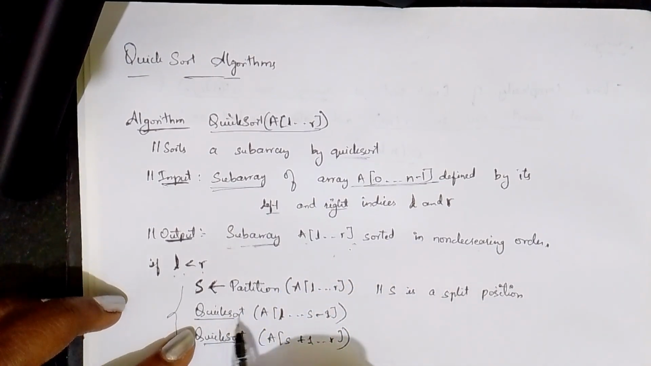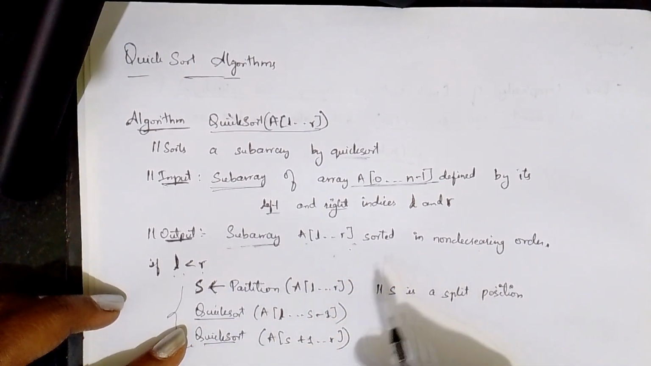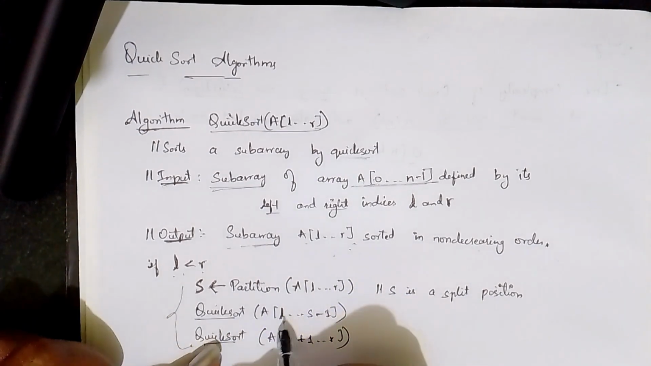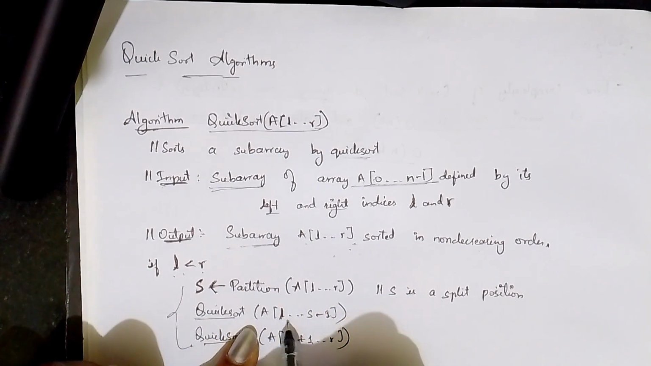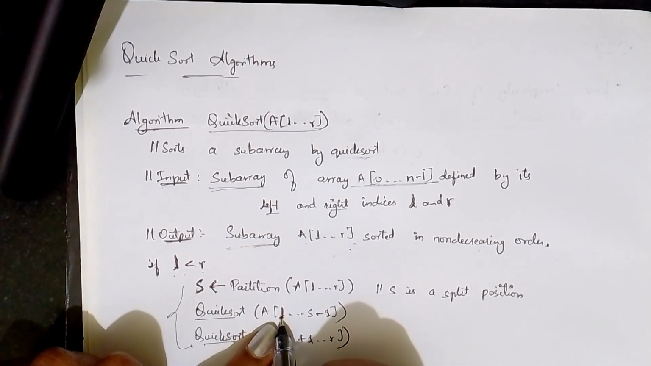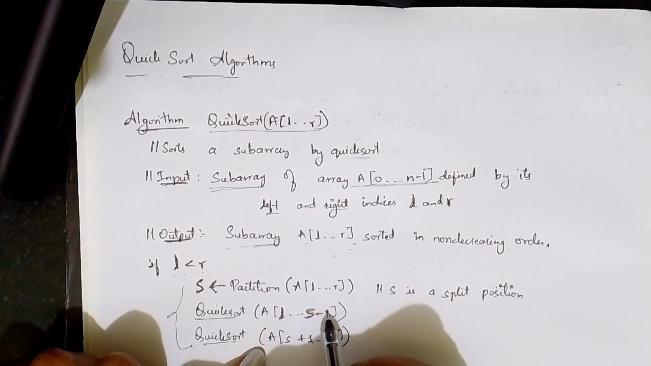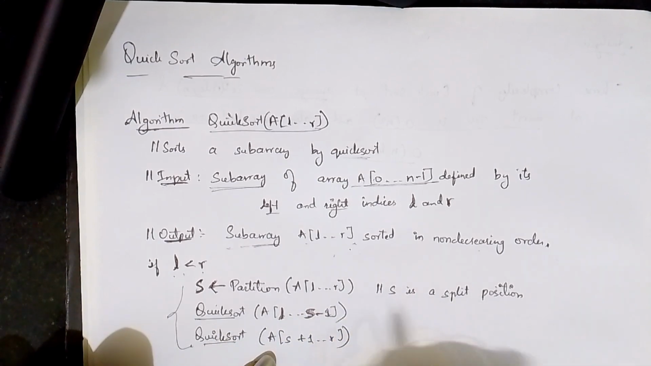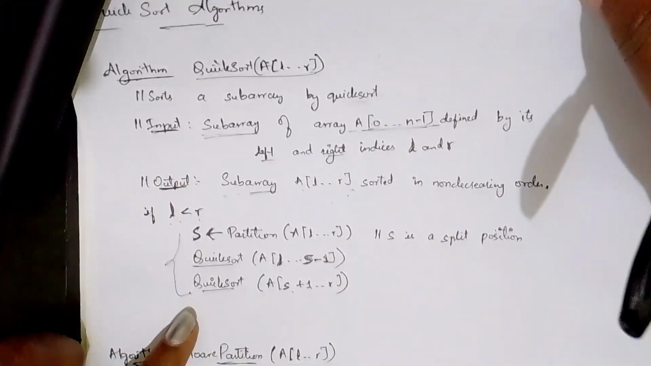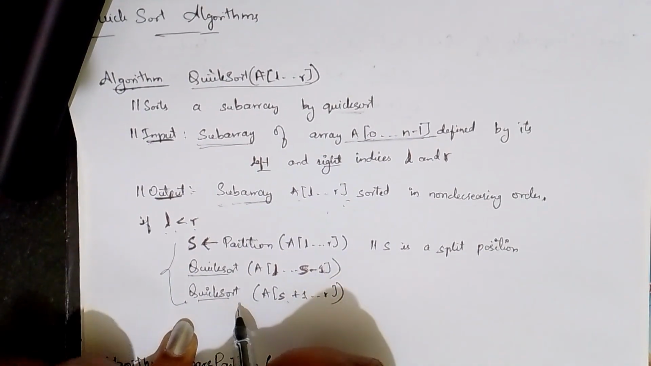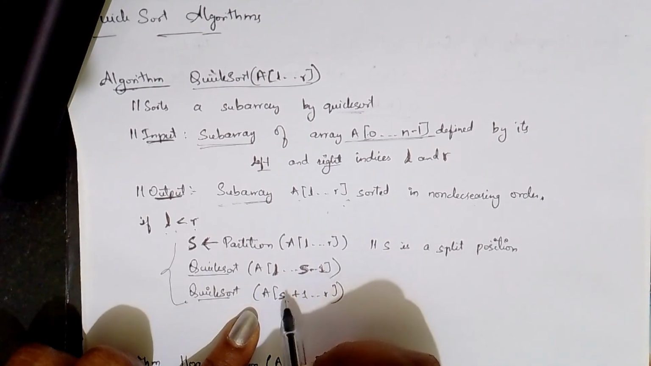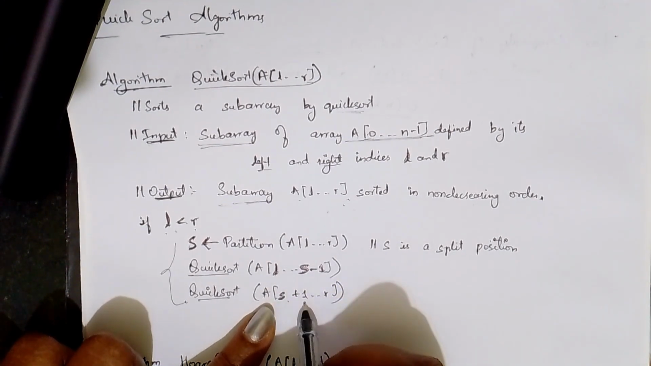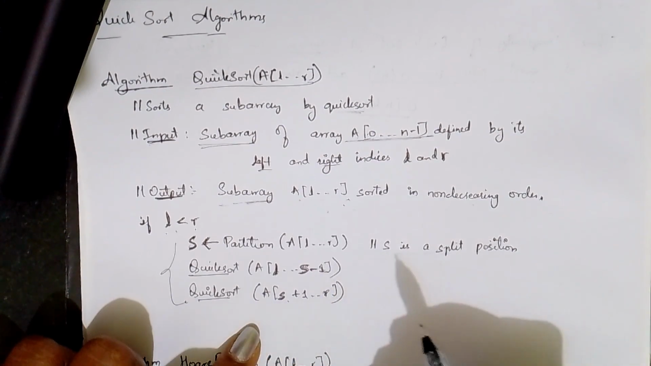After splitting the array, we will get two subarrays, right? We have to apply quick sort on those subarrays. Here we are applying quick sort on the left subarray, that is from the left index of the subarray to the splitting position. And here we are applying quick sort on the other subarray, the right subarray, from the splitting position to the right index of the subarray, right?